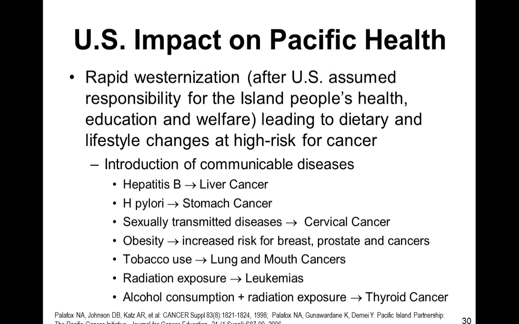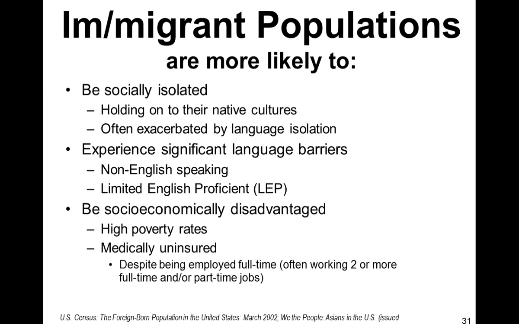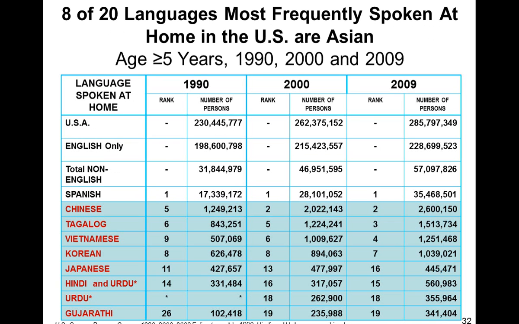The next slide, for example, is about the barriers that affect immigrant populations in this country. For example, social isolation, language barriers, and socioeconomic status as well, high poverty rates, and lack of insurance. Even though people are working 2 full-time jobs, they still don't have health insurance coverage. Now the next slide looks at the fact that 8 of the 20 languages most frequently spoken at home are Asian languages, and I was happy to see Gujarati being one of them. That's a language that I speak.